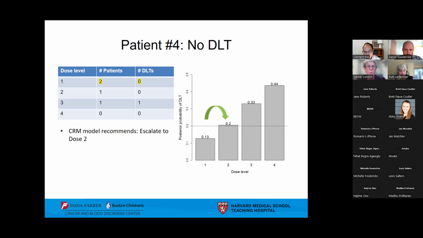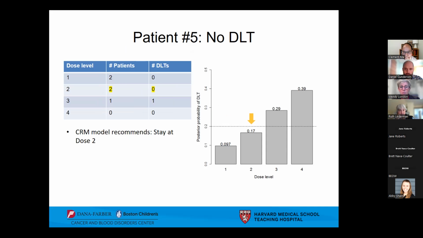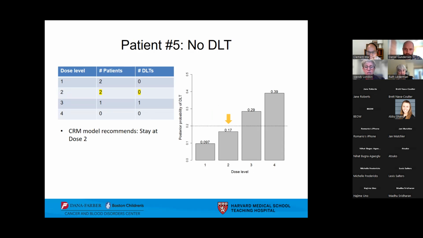At dose level 1, the new patient doesn't have a DLT. So we go back up to dose level 2. That's now the closest to the threshold. Next slide. No DLT for the next patient on dose level 2. However, it's still the closest to 20%. So the next patient is going to be enrolled on dose level 2. We stay there. Next slide.